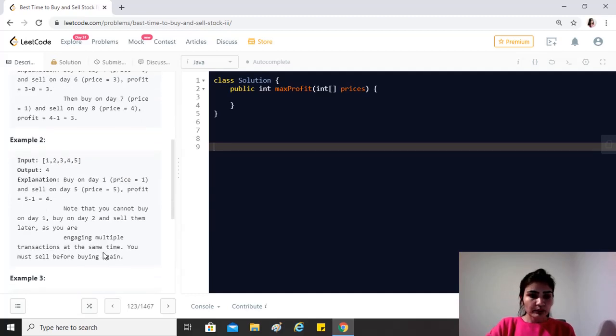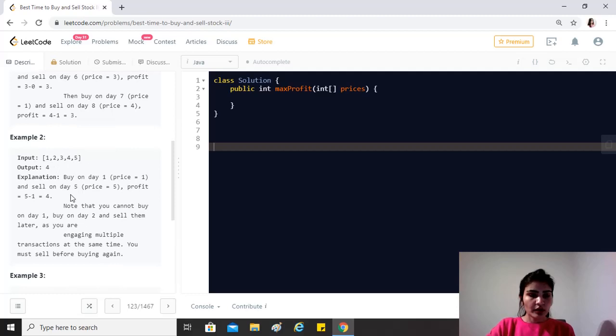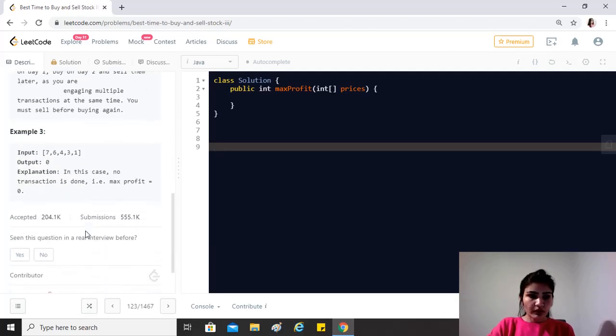And similarly here, this is 1 and 5, it's an increasing sequence, and we just make a single transaction because we get the maximum profit by doing that, right? And since this is decreasing, there's no way we can make any profit, so that becomes a 0.